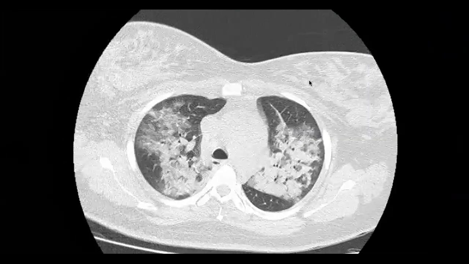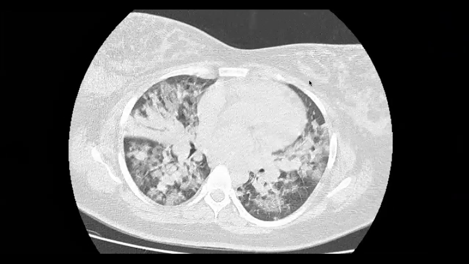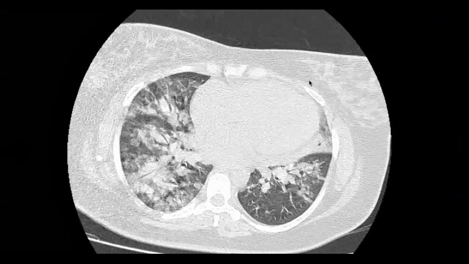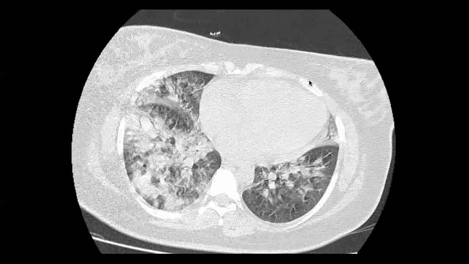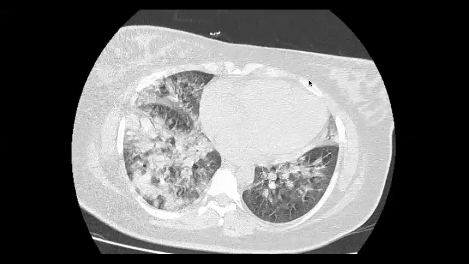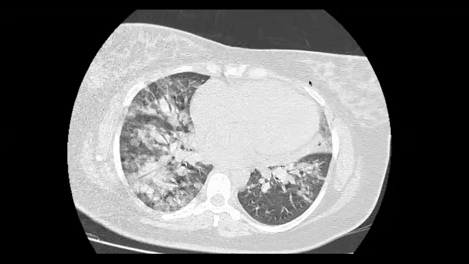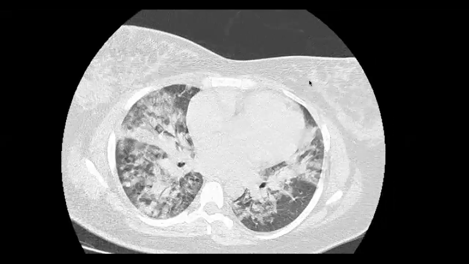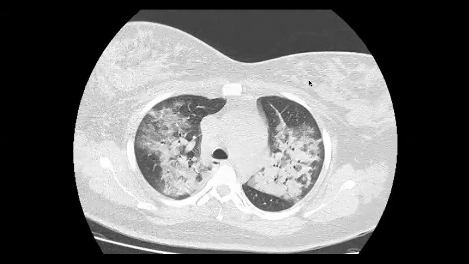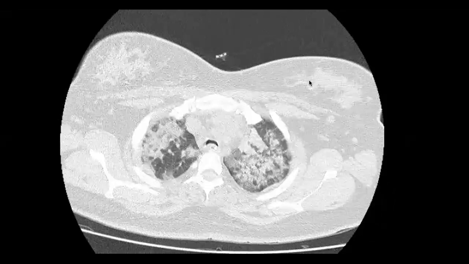When you go down, this is the appearance. Any thoughts? Anyone want to comment on this CT scan? Adhavan, yes, please. Thank you.